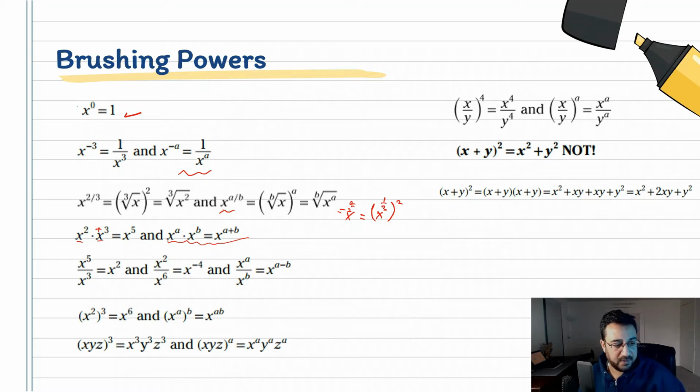x to the power of 5 over x to the power of 3 equals x squared. In this case, if you go to the equation, x to the power of a over x to the power of b, that's x to the power of a minus b.